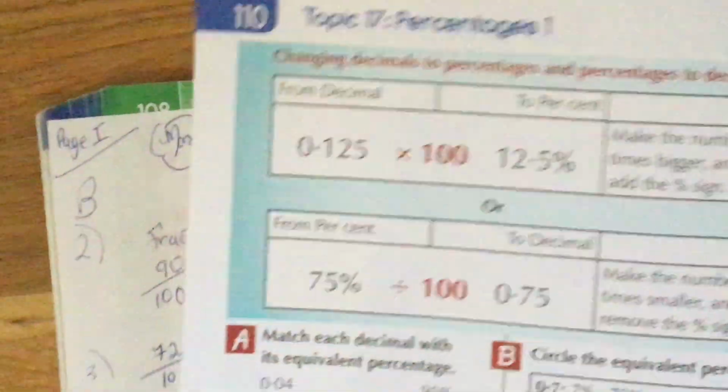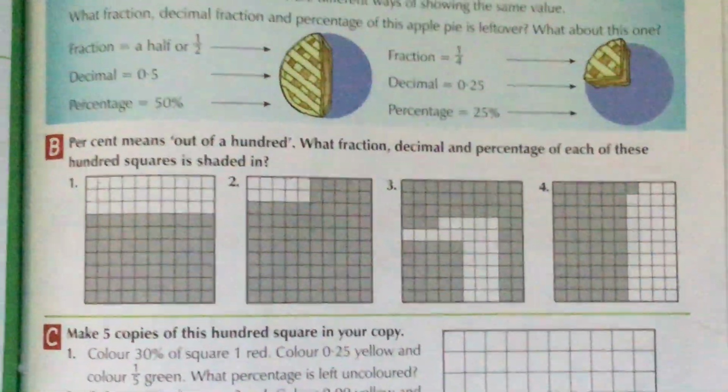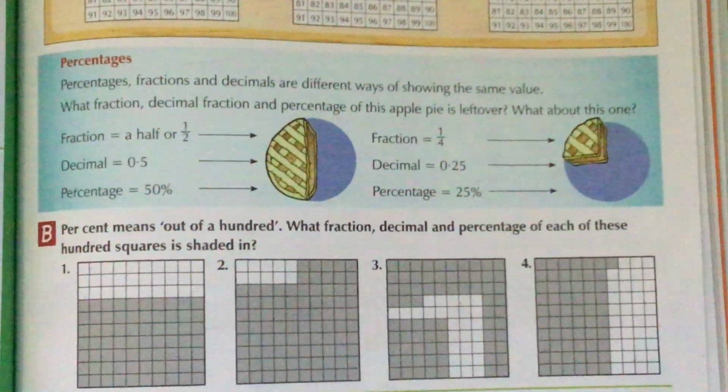I'm going to correct yesterday's work, and then we're going to continue on with page 110. Okay. So the answers here now. I provided the answer for B1 yesterday, and what fraction, decimal, and percentage of each of the 100 squares is shaded. So I continued on with 2, 3, and 4.